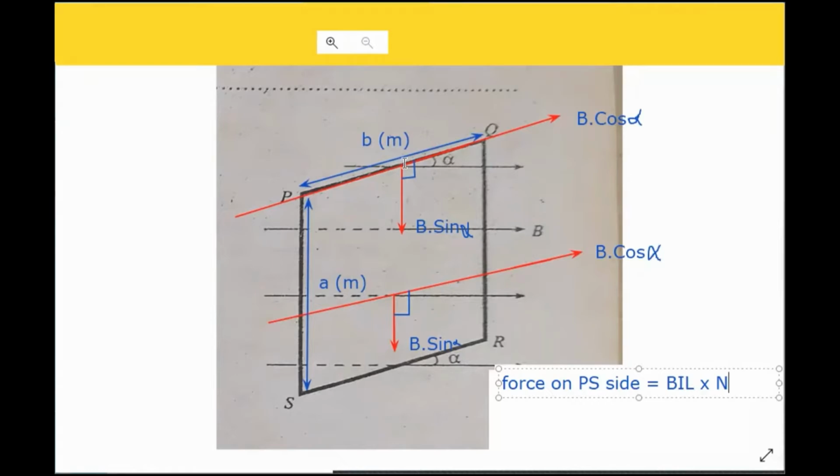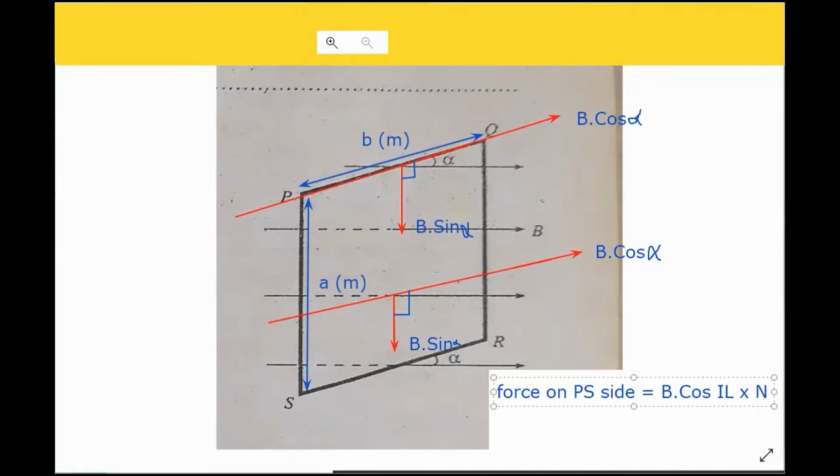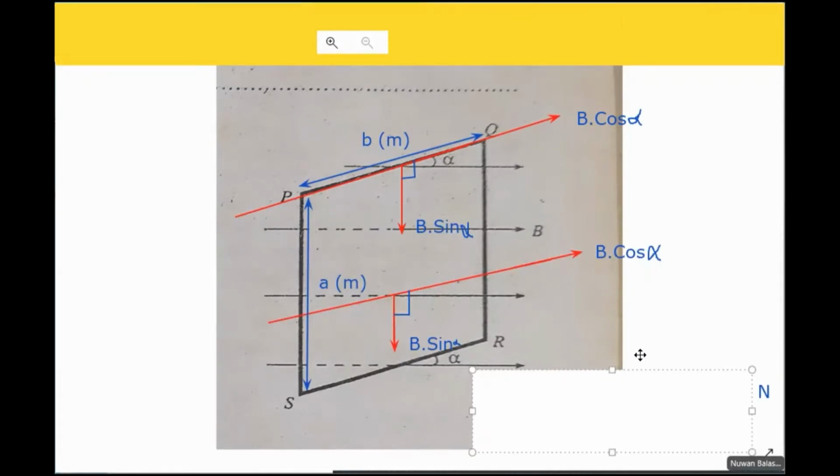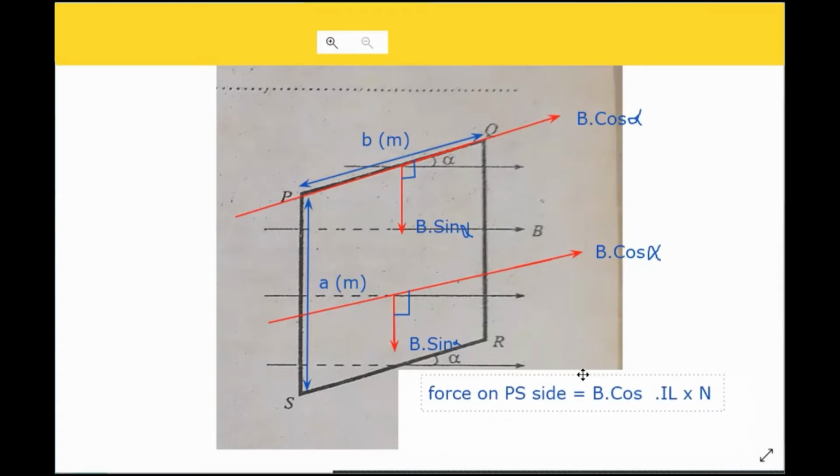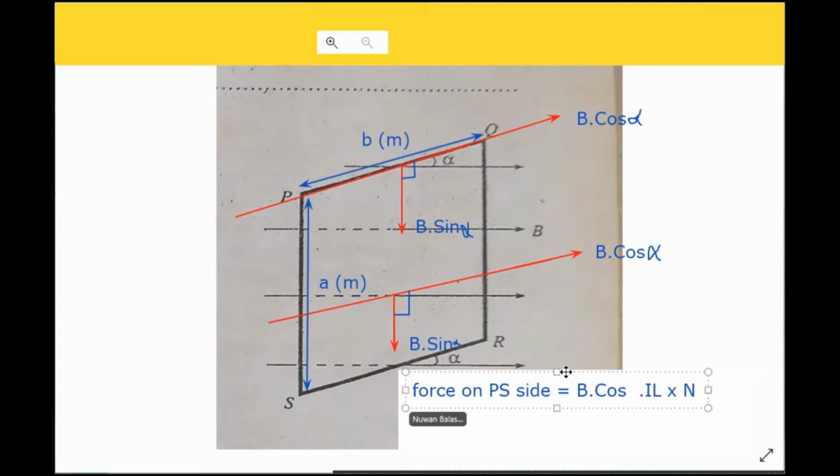But the perpendicular component is not B. The perpendicular component on QR and PS is B cos alpha. So your answer should be like this: B cos alpha into I into L. But again, we have a problem. If we leave the answer like that, we have a problem. Because length is not simple L. That's the point. Length is not simple L.